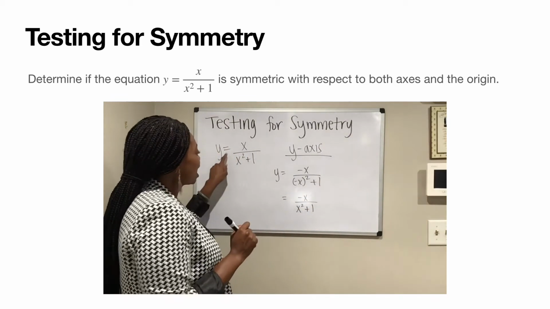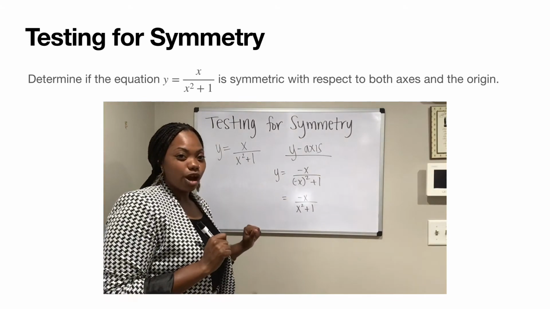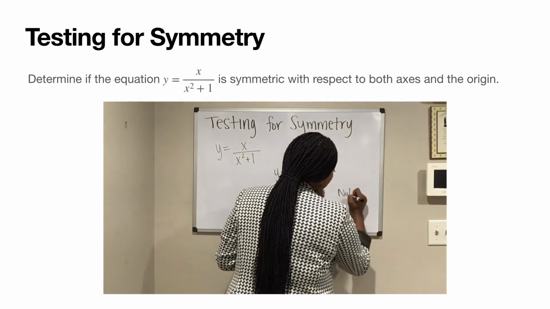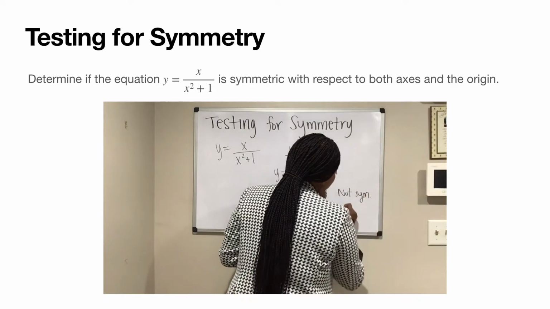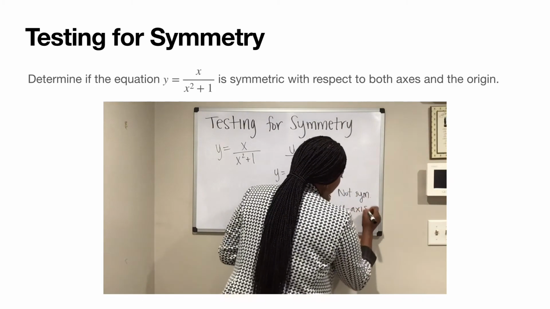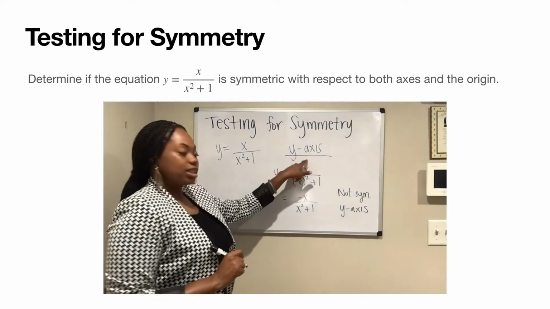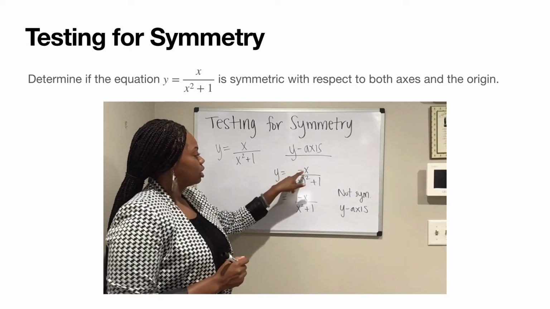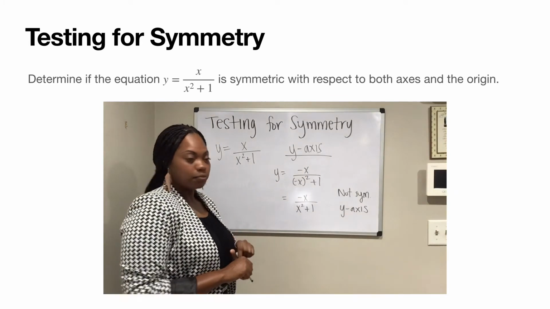Again, this is not an equivalent equation to what we started with. So our conclusion here will be that we are not symmetric with respect to the y-axis. Remember, if you're going to test to see if you're symmetric with respect to the y-axis, you want to plug in negative x wherever you see an x.